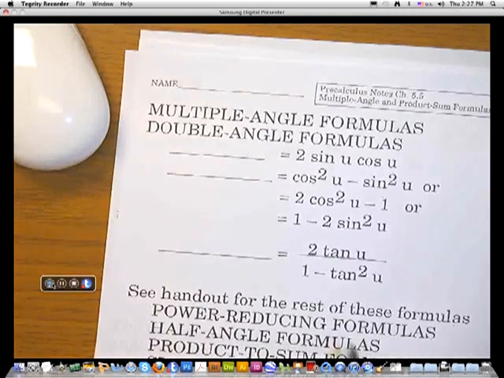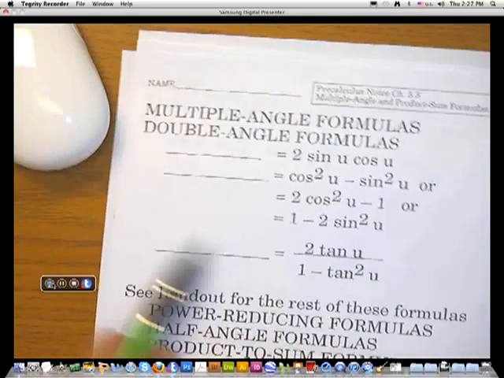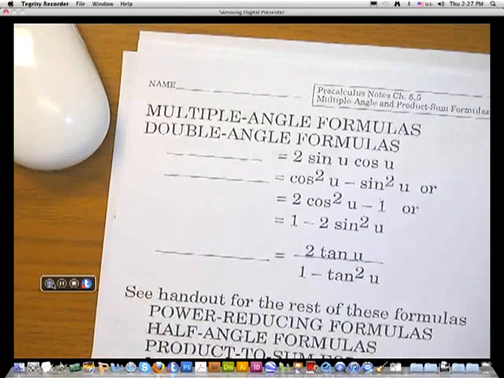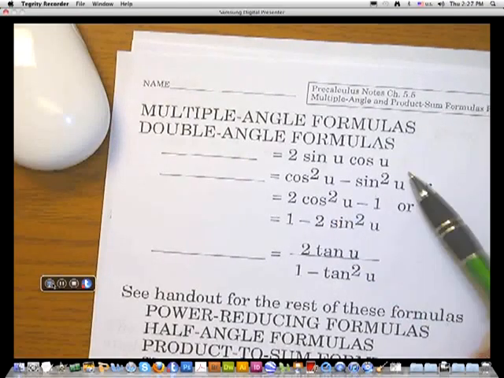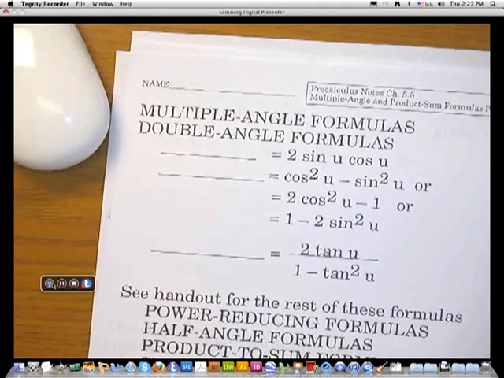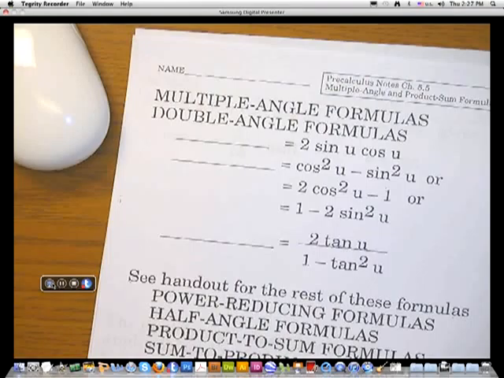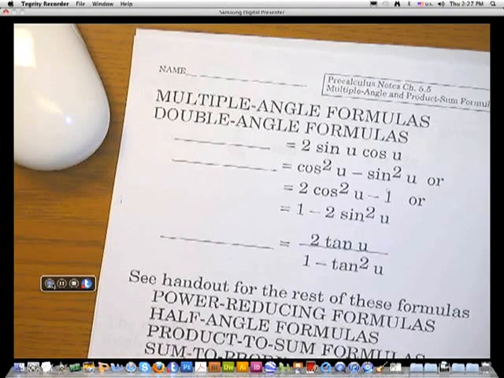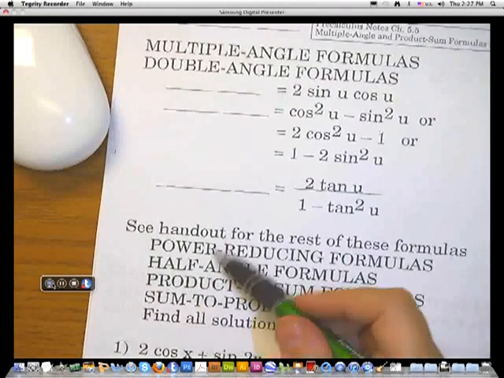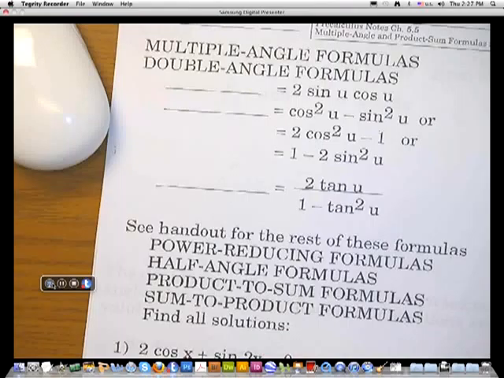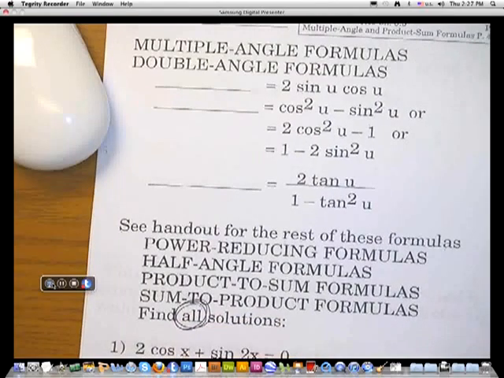Okay, 5.5, just like 5.4, these formulas you need to get from the book. There are different ways to write these identities, or these double angle formulas, so make sure you have them written down. I'll give you this handout for the rest of the formulas: power, half, product, sum to product, and you're going to use them to find all solutions.